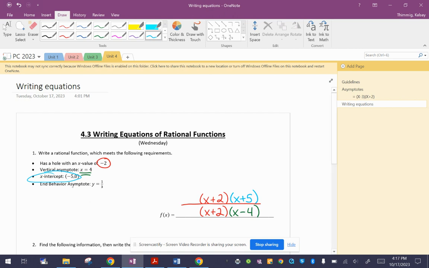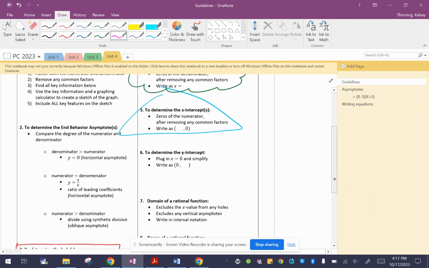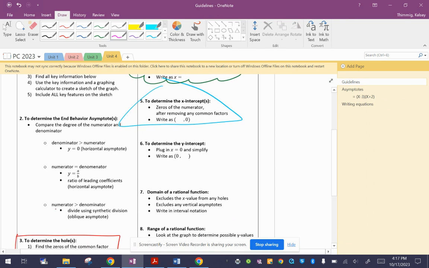And then the end behavior asymptote is going to be 1/3. Again, going back to those guidelines, to determine the end behavior asymptote, remember, there are 3 situations, right? If it's y equals 0, well, that's not what's happening in our situation. We don't have an oblique asymptote, right? It tells us that our end behavior asymptote is 1/3. So that looks like this, which means that the degree of the numerator and the degree of the denominator have to be equal to each other.